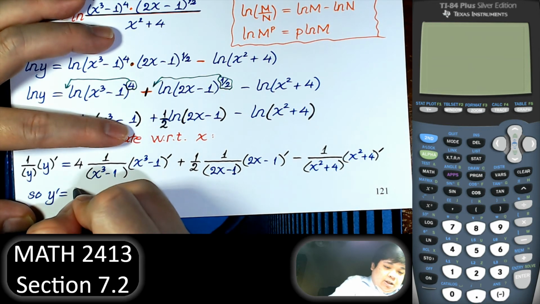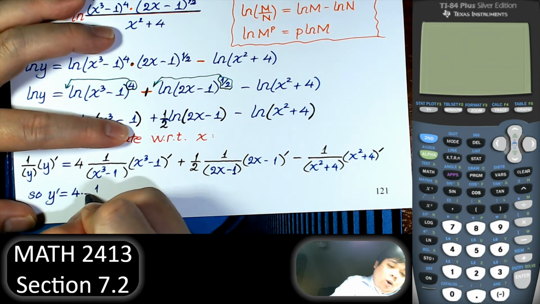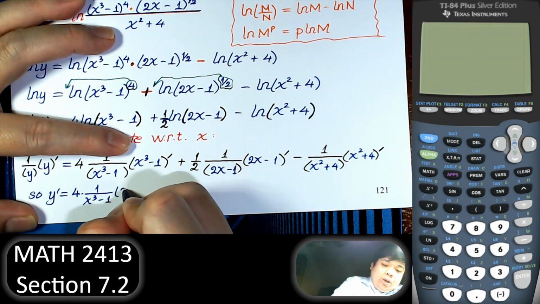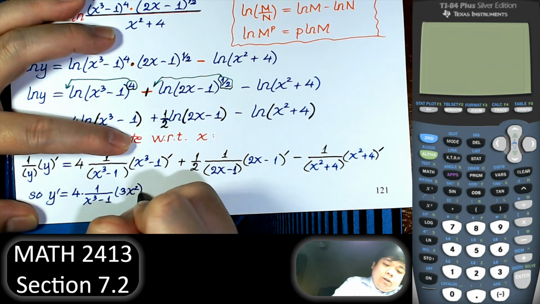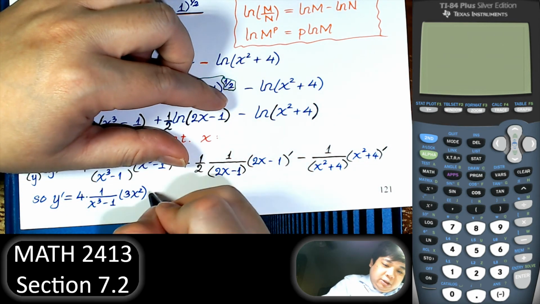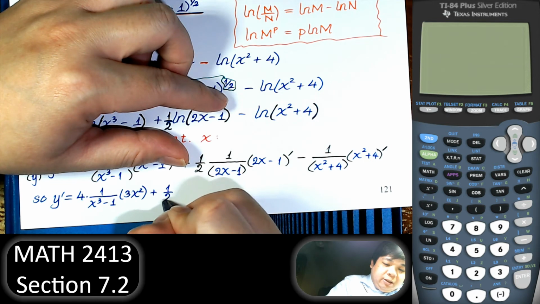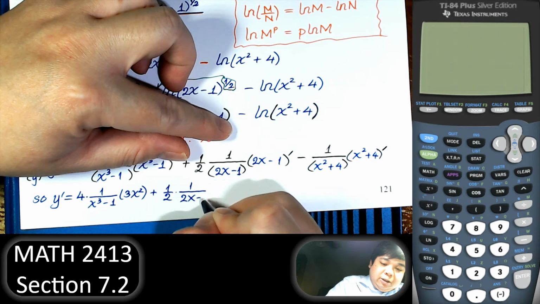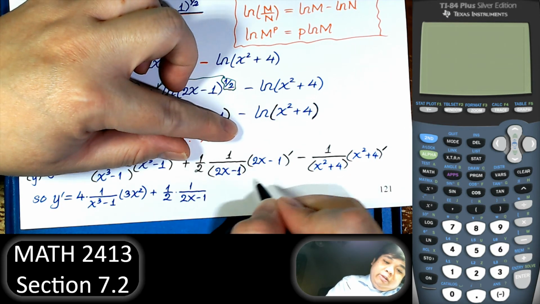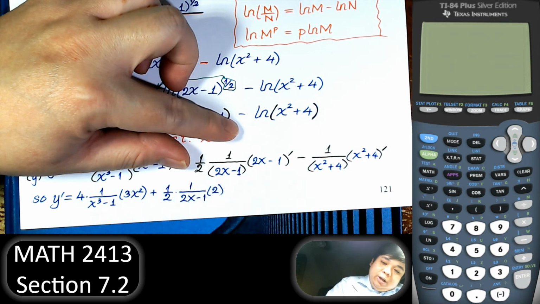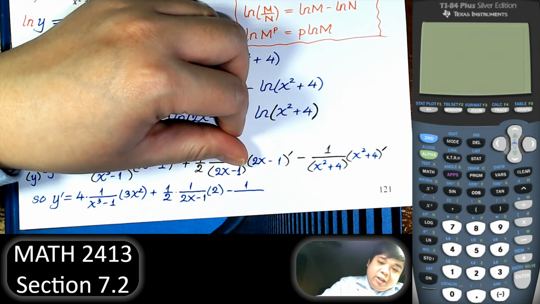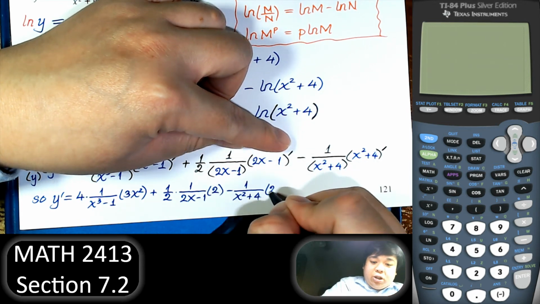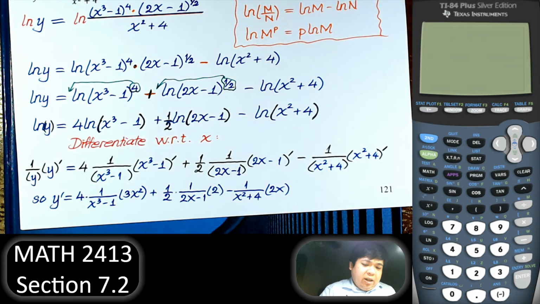Let's simplify this. 4 times 1 over x cubed minus 1. Derivative of that is 3x squared, plus 1/2 times 1 over 2x minus 1. And derivative of this is 2, minus 1 over x squared plus 4. Derivative of x squared plus 4 is 2x. Did we miss anything? Yes, we did.